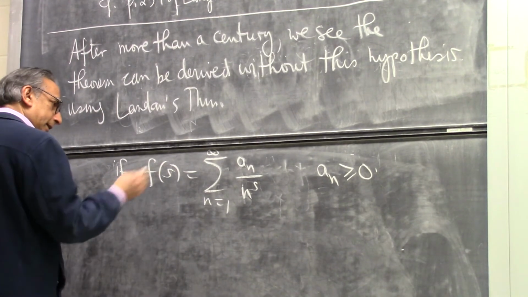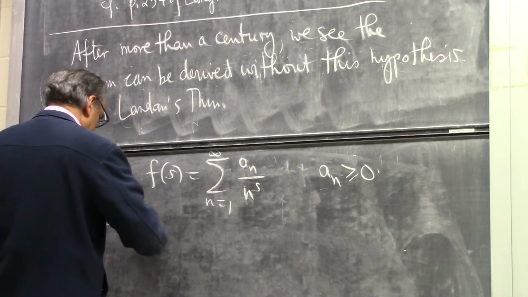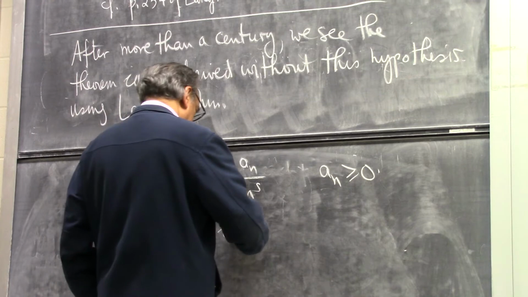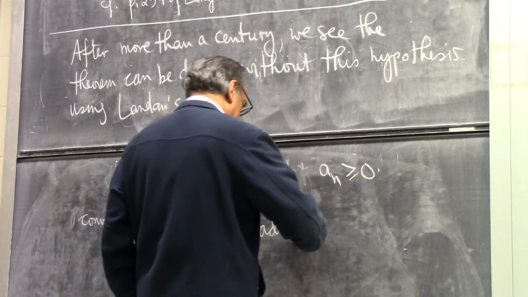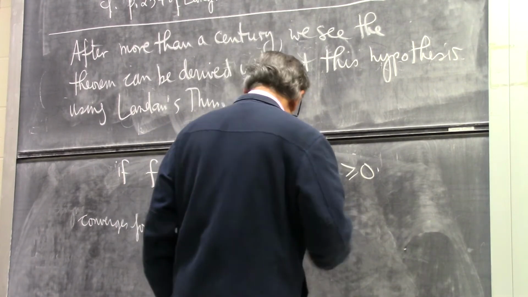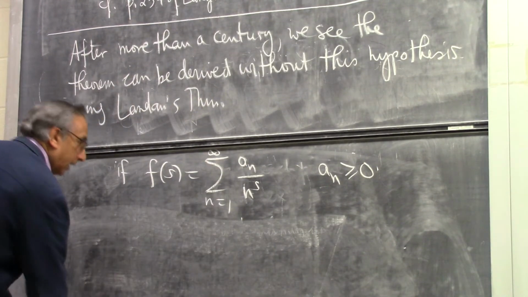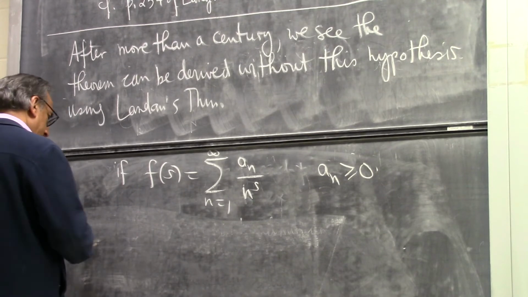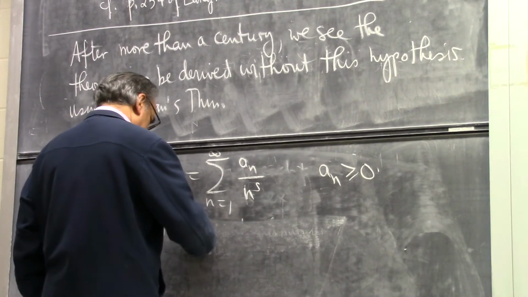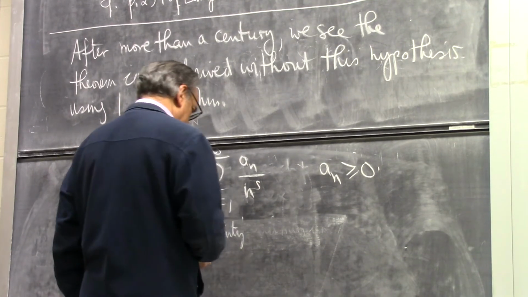If f(s) converges absolutely for real part s bigger than 1, let me just say it like this, scrap all this. If f(s) is that, with a_n non-negative, then f(s) has a singularity at that abscissa.